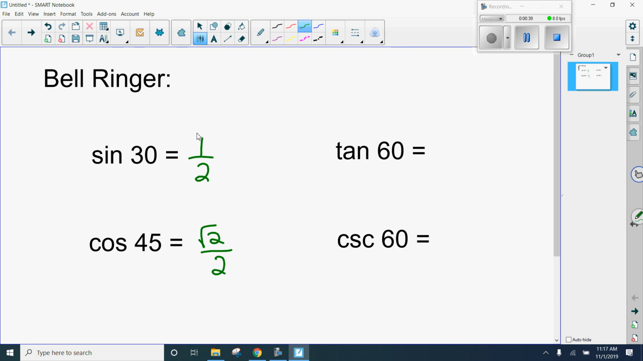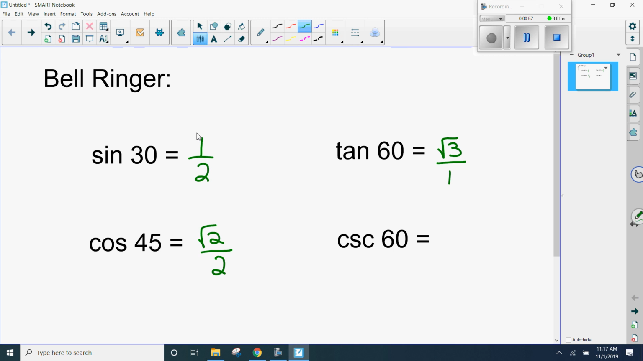Tangent is 60 degrees. First fold in 60 degrees, which is what? Pointer finger, fold it in. Tangent, you flip it, and you get radical 3 over 1. Radical 3 over radical 1, but the square root of 1 is 1.